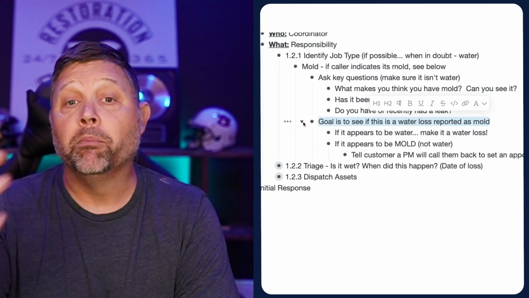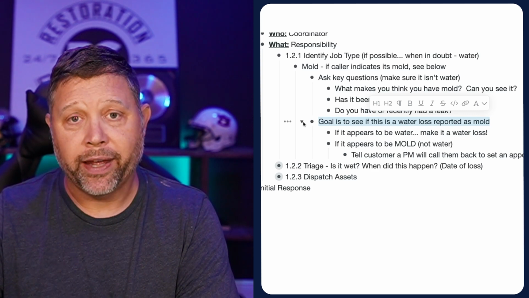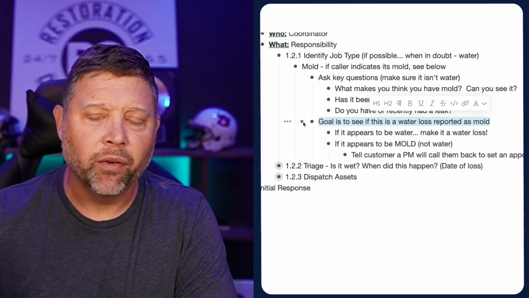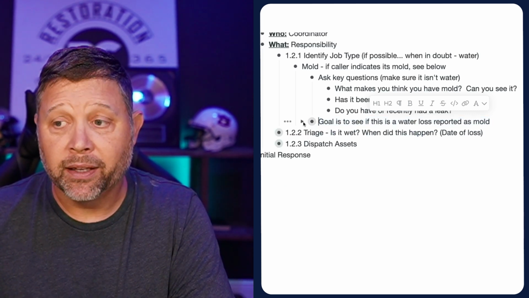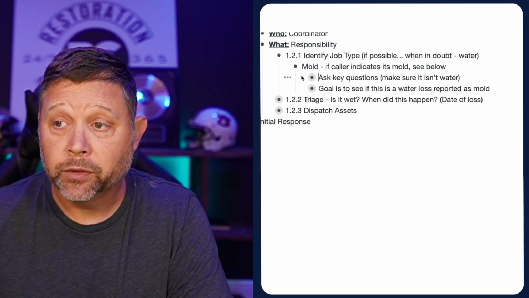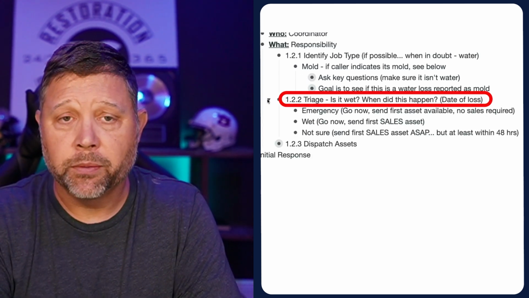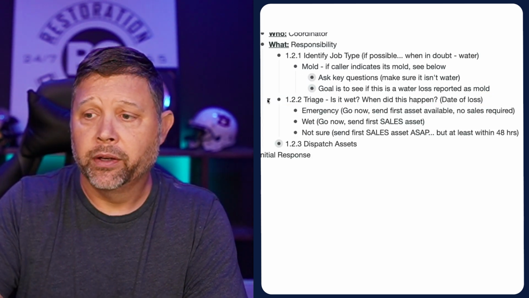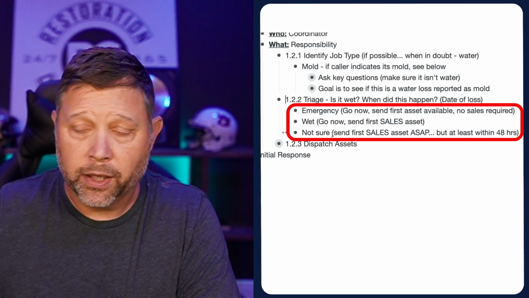So if it's a mold job, we might schedule that out if we know it hasn't been wet. But if we just know that it's mold, just book the appointment and let them get out there, okay? There are 3 options in terms of triaging. It's either emergency, wet, or not sure, okay?